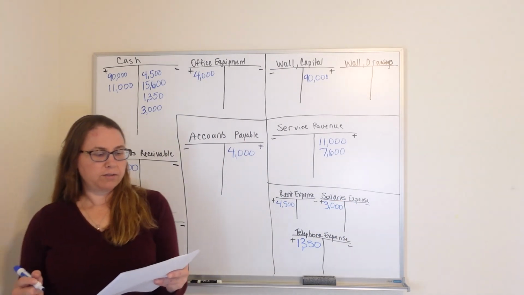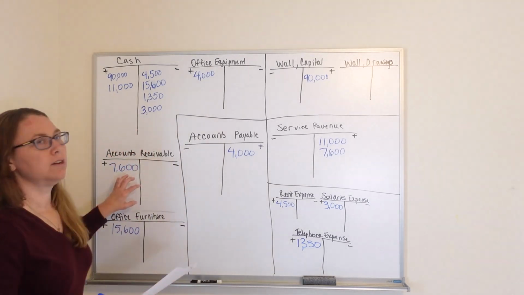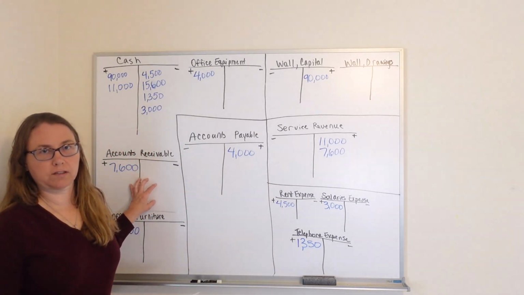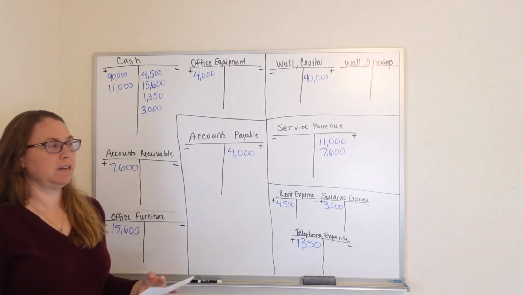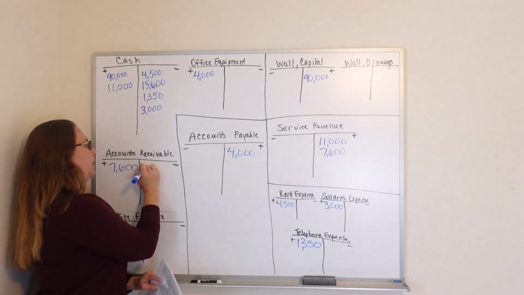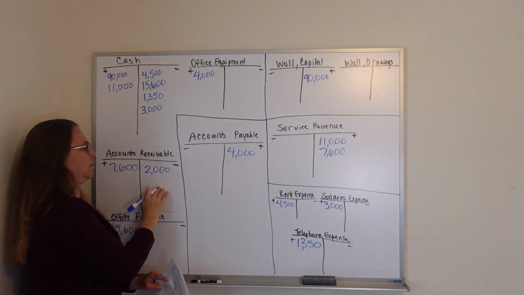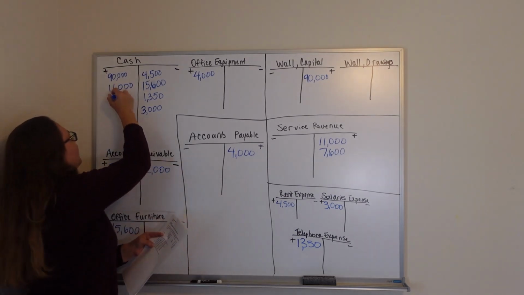Okay, then in I, they received $2,000 from credit clients. So credit clients would be your accounts receivable customers. Customers who haven't paid yet, well, now some of them have paid. So you would want to subtract from what they owe with a credit. And then add to cash, because the business is receiving cash, with a debit.